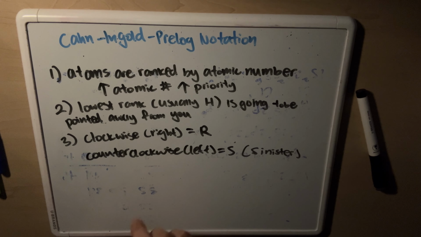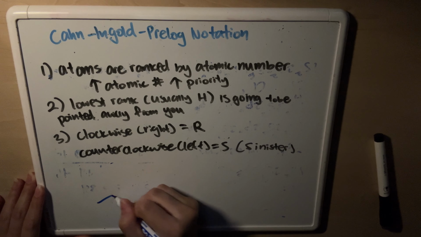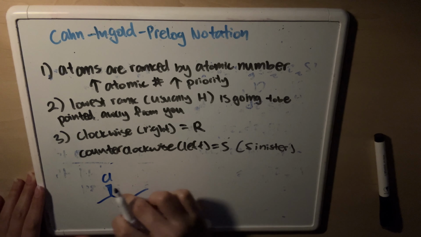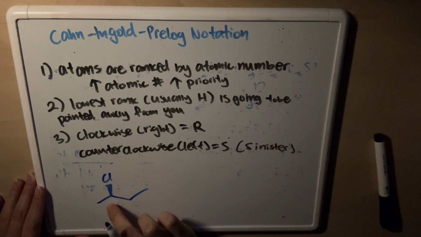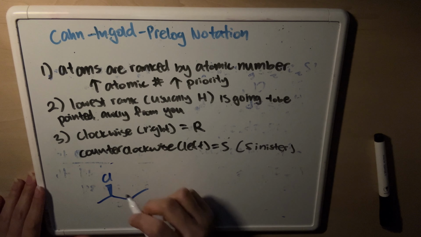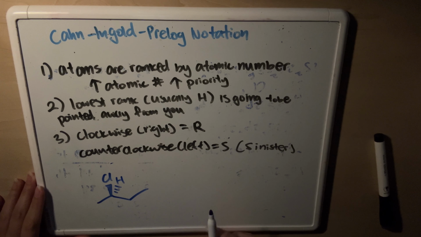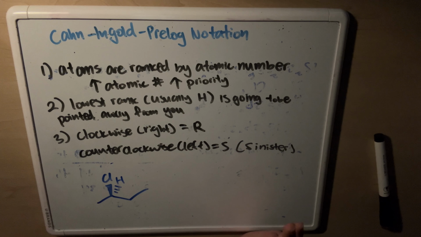Okay, so let's do an example. I have a chlorine on a dash. There's an ethyl group on the right, and there's a methyl group on the left, which means there's a hydrogen on a dash. So how do we assign this?